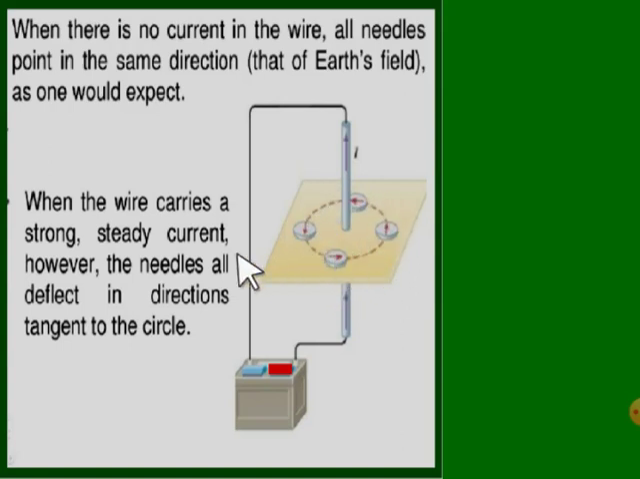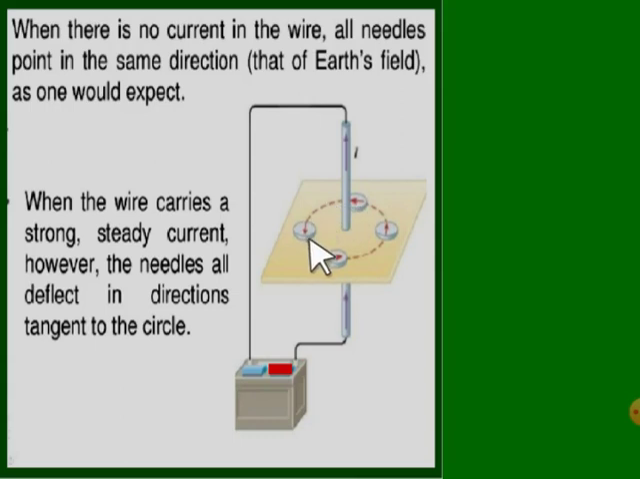Got it? When the wire carries a strong and steady current, because this is a DC current, or rather we call it a steady current, that means the magnitude of the current doesn't change with time. So what happens when that wire carries a strong steady current? The needles all deflect in the direction of a tangent to the circle. Got it? As I have said.